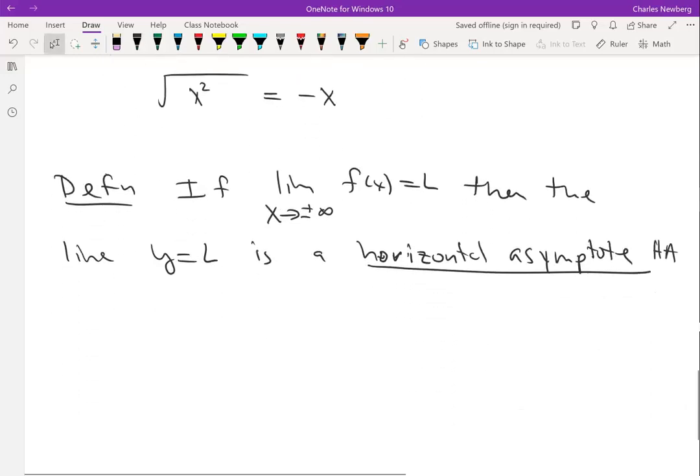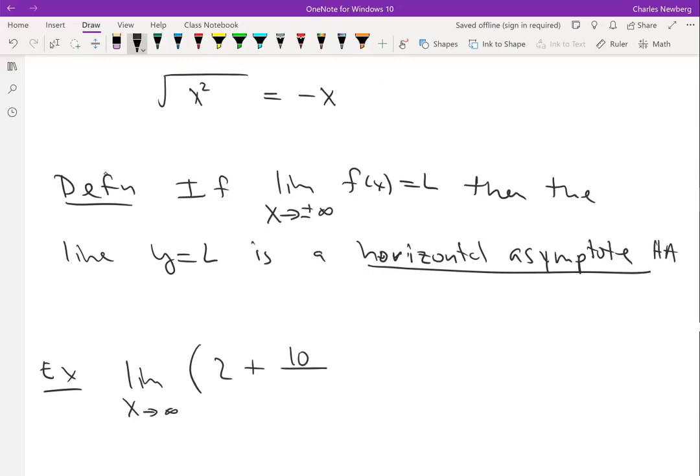So let's take some examples now. Let's look at the limit as x goes to infinity of 2 plus 10 over x squared. All right, copy that down. And then I just want you to use some intuition real quick and think about what's going on there. Use your intuition and see if you can come up with this limit before I talk about it. I'll give you about 30 seconds to think.